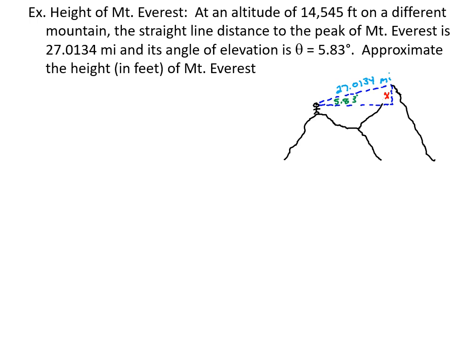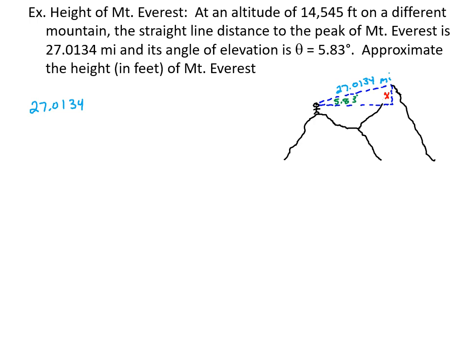Now, there's one major flaw in this person's measurements, is the fact that they are 14,000 plus feet in the air, but they measured from themselves to the Mount Everest peak in miles. That's not good. So we have to change this. The 27.0134 miles needs to be turned into feet.